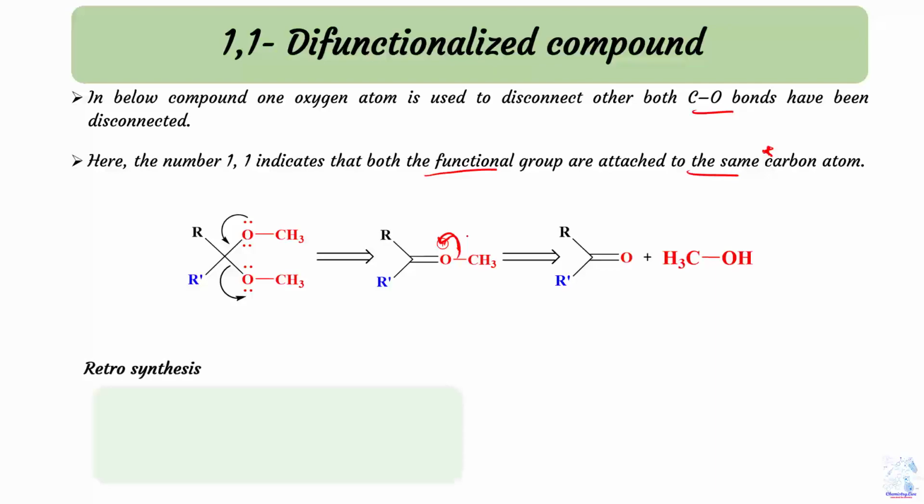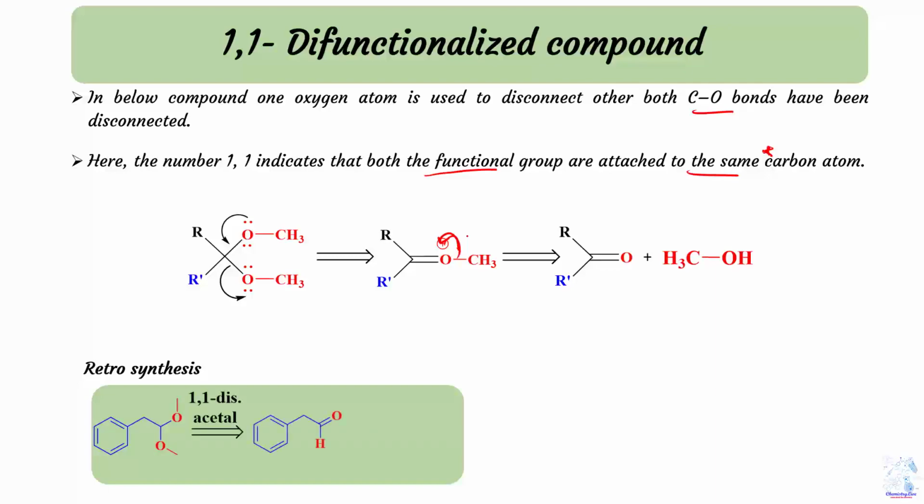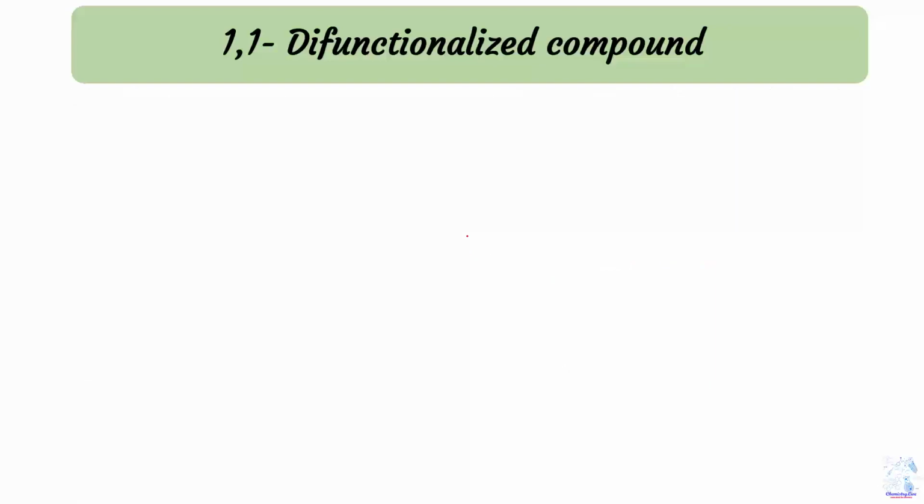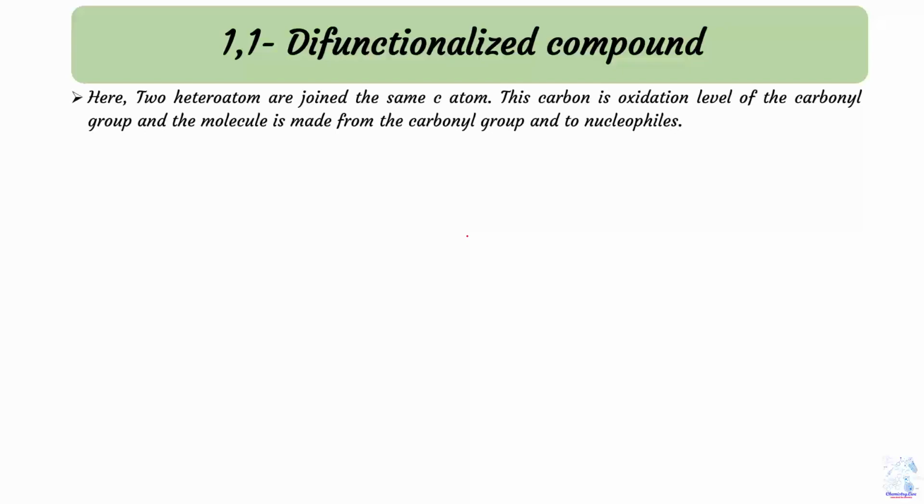The retrosynthesis for that kind of 1,1 disconnection is this: you have a compound with a 1,1 diacetal disconnection, and you will get an aldehyde and alcohol. And if we think about the synthesis of the same compound, we take the aldehyde, use 2 moles of alcohol in the presence of H plus or acid, and we get our target molecule. So another one is the 1,1 C-X disconnection.